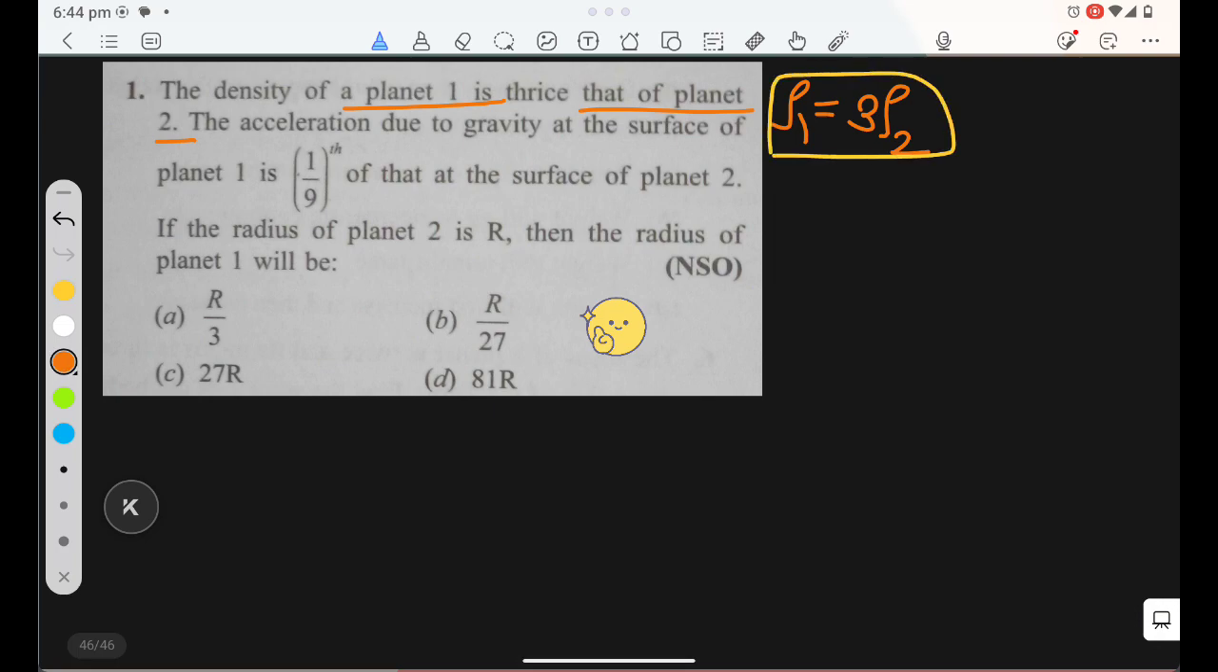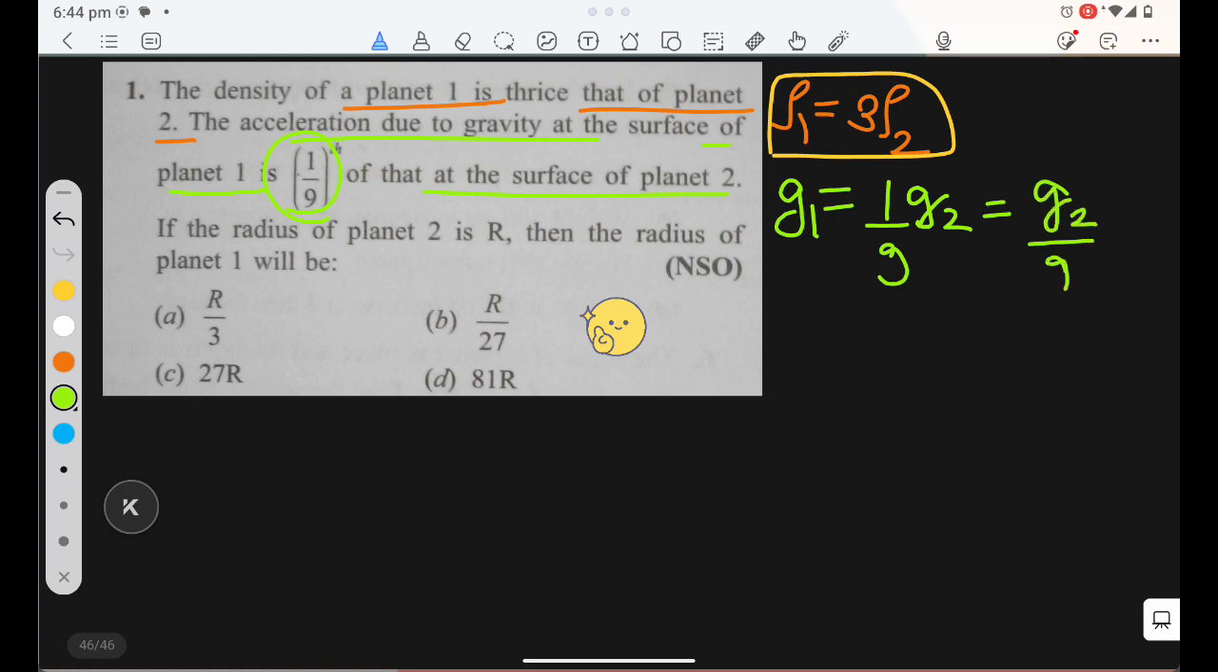Now the second information is the acceleration due to gravity at the surface of planet 1 is 1/9 of that of planet 2. So let the acceleration due to gravity of planet 1 be g1 and of planet 2 be g2. So g1 is 1 by 9 of g2, that is g2 by 9. This is the second given information.